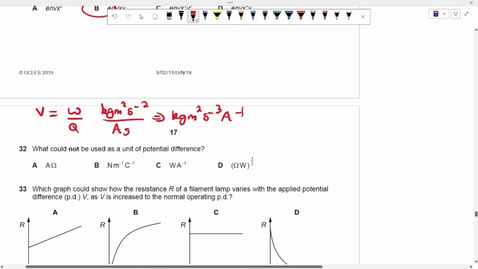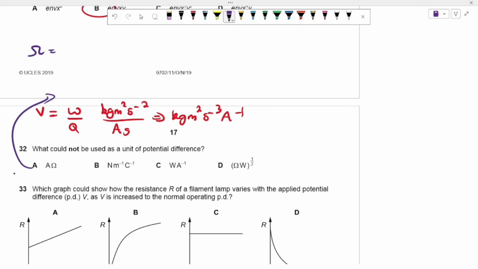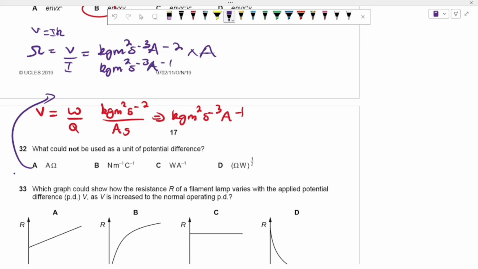Okay, so let's start with A. If I start with A, I'm going to have resistance, the ohm. V is equal to IR, so resistance is going to be V divided by I. So you just take those same units, kg m squared s to the power of -3, A to the power of -2, times A, that's going to be kg m squared s to the power of -3 A to the power of -1. They're equal. So A is wrong because the question said not. Be careful. If you didn't read the word not, that's why they're putting it in bold. Cambridge is really kind. They say, let's put it in bold so that a person does not get confused.